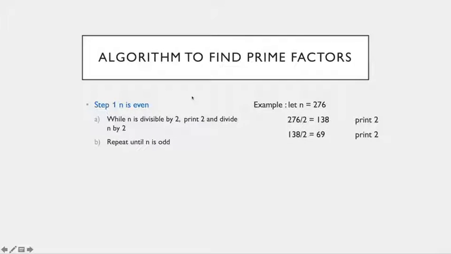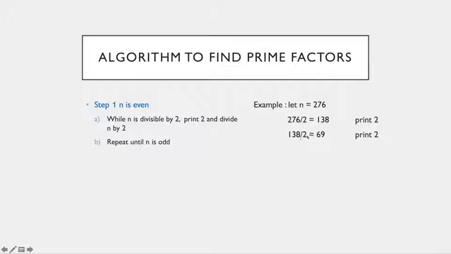In order to find the prime factors of a given number, let's use this algorithm. In the very first step, it's always to determine if the number is an even number. For example, let's say n equals 276. That's an even number, so it's divisible by 2. After you divide this number by 2 and write down 2, if the new number is still an even number, you just repeat this step, keep dividing by 2.